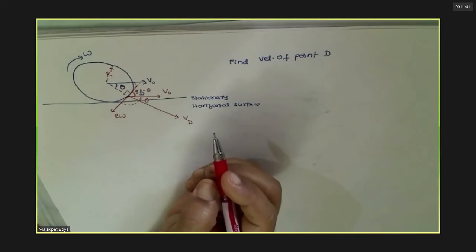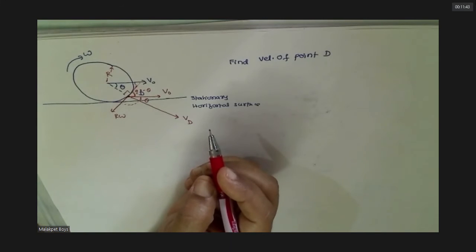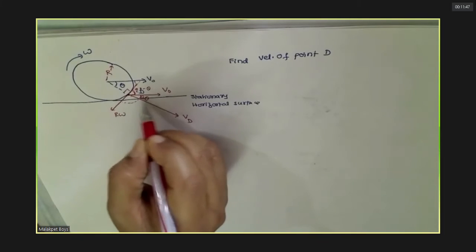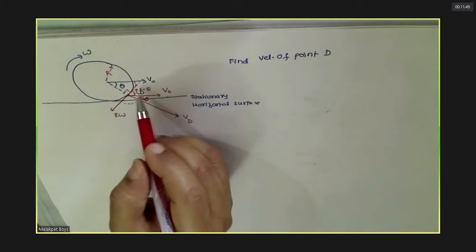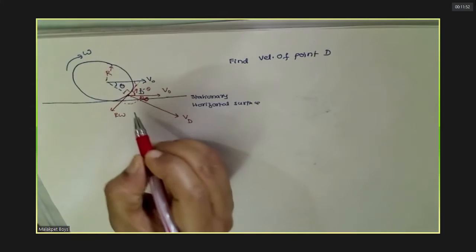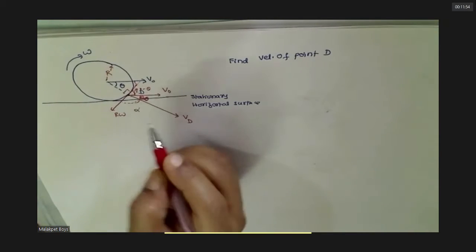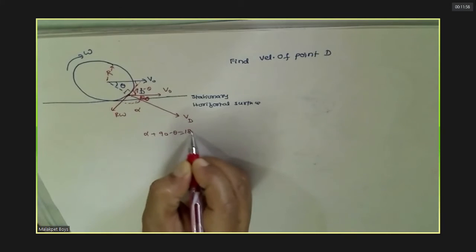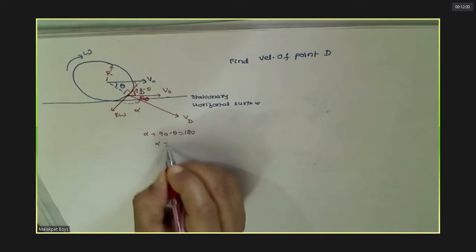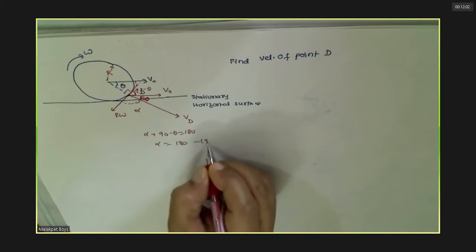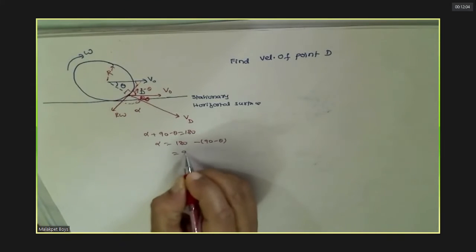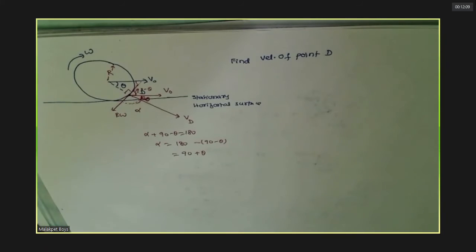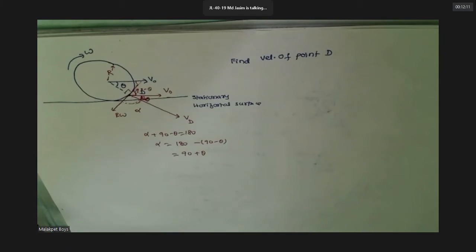Do you agree with it? No, no, we can't tell that, because this is not perpendicular, this is not a tangent, no? This angle you can call alpha. Alpha plus 90 minus theta is 180, no? So alpha is 180 minus 90 minus theta, that is 90 plus theta. Any doubt? No doubt, sir. Clear.